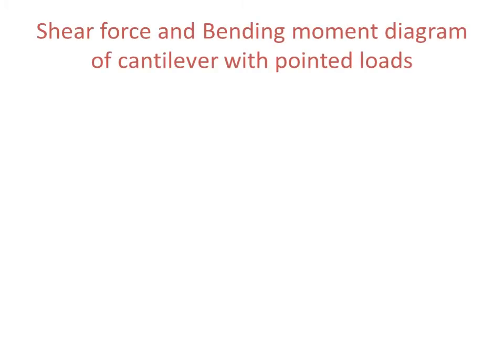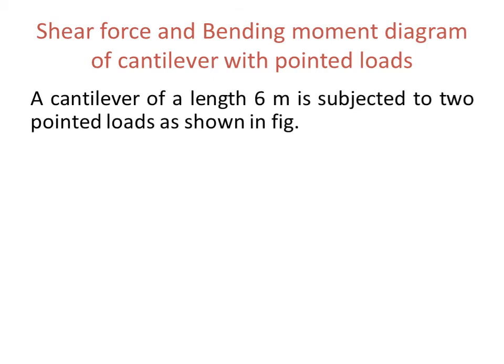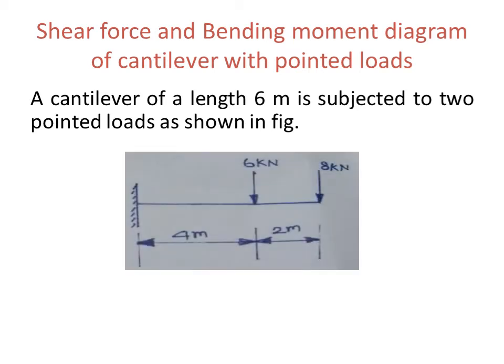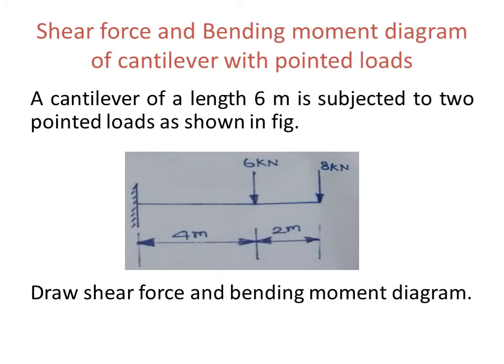Consider another problem. Shear force and bending moment diagram of cantilever with pointed loads. A cantilever of length 6 meters is subjected to two pointed loads as shown in figure. Here 2 point loads are there. One is 8 kilonewtons, another is 6 kilonewtons. Total span of the cantilever is 6 meters. Draw shear force and bending moment diagram.